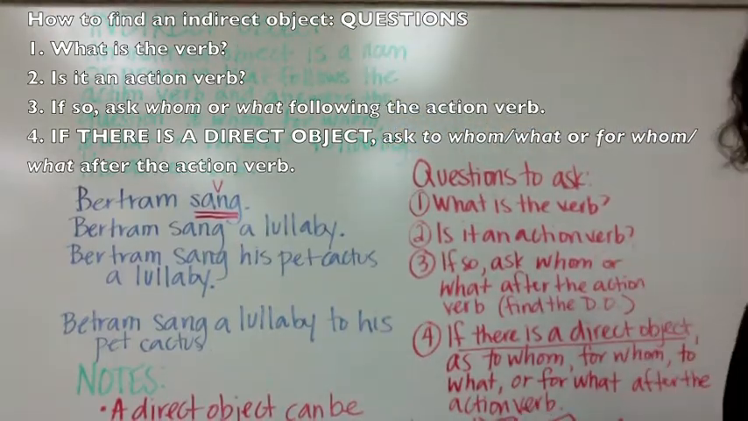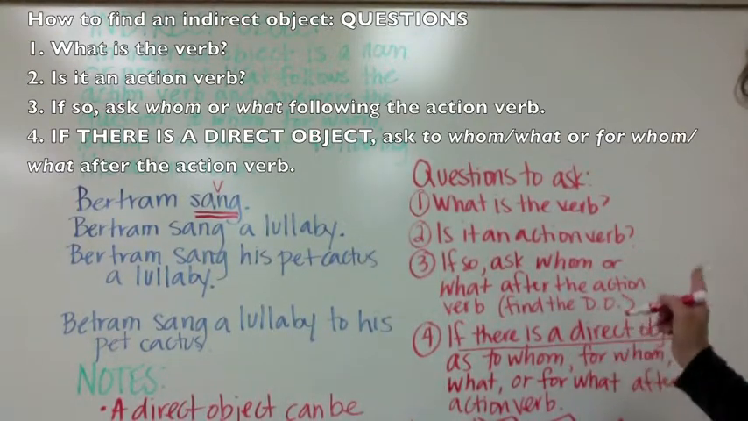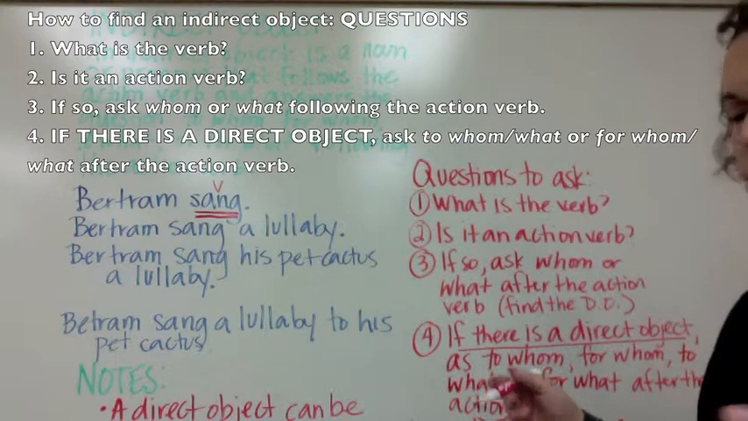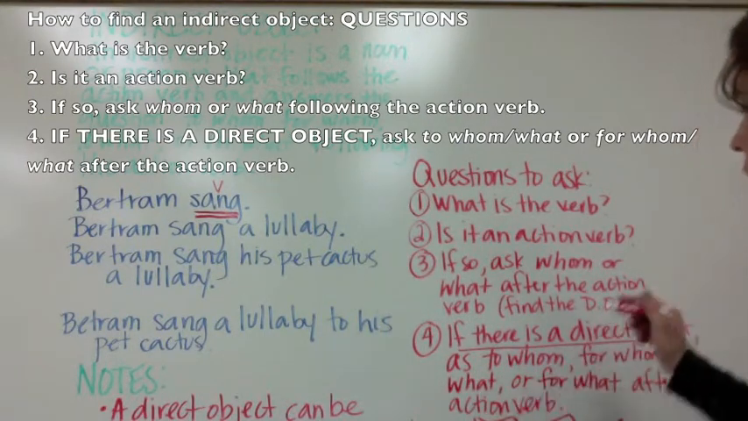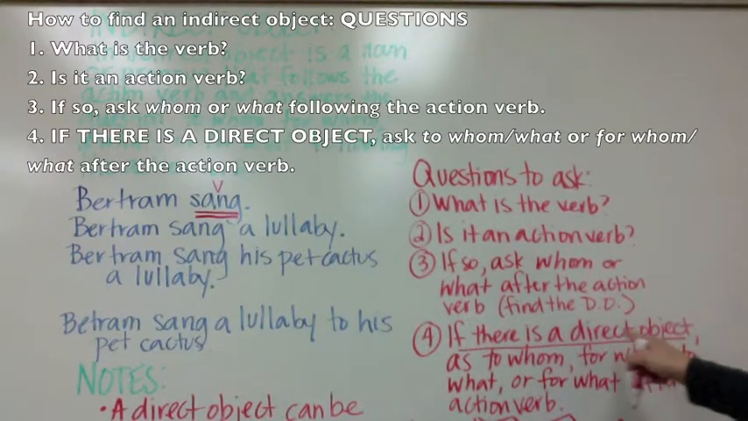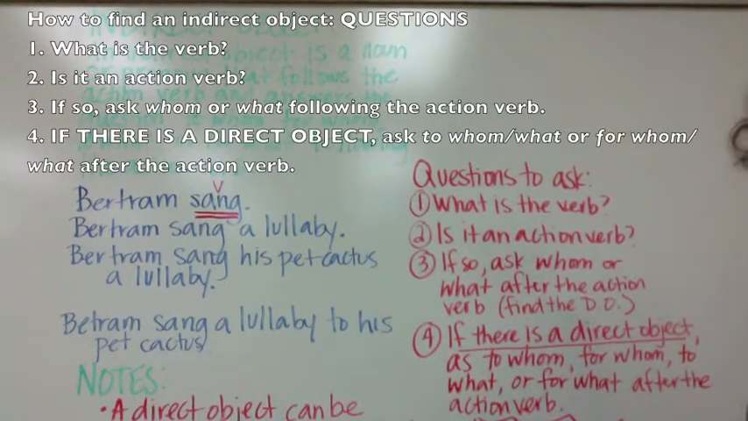Is it an action verb? Yes, it is. If so, ask whom or what after the action verb. Bertram saying what? In this sentence, he doesn't say anything. That means we don't have a direct object. Since there is no direct object, we cannot have an indirect object.